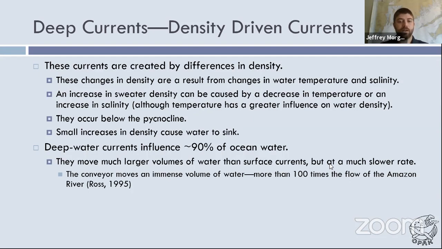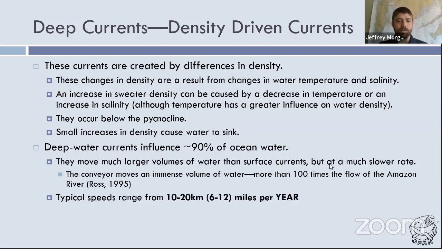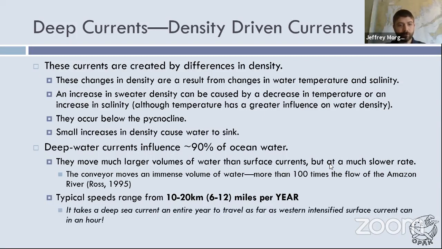So much water that they are about 100 times the flow of the Amazon River, and their speed is usually 10 to 20 kilometers per year. So about 10 miles per year, they are moving at a very slow rate. It takes a deep sea current an entire year to travel as far as the Gulf Stream would. One of those western intensified currents does in an hour. So we have all of this water. It's very cold, it's deep, and it's moving very slowly.